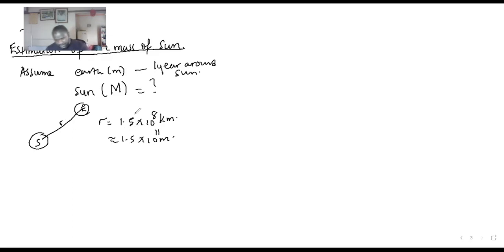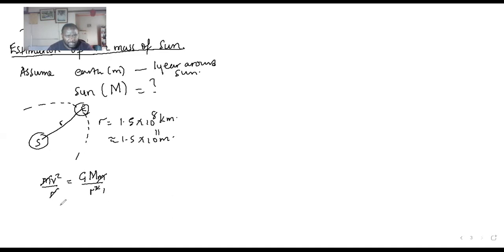All these are constants, so no need to worry much about them. But as we have seen, as the Earth moves around the sun, it moves in a circular path. If it moves in a circular path, it experiences centripetal force. So if it experiences centripetal force, the centripetal force is provided by the gravitational force of attraction between the Earth and the sun, which is got from Newton's law of gravitation, which is capital GMm out of R squared.